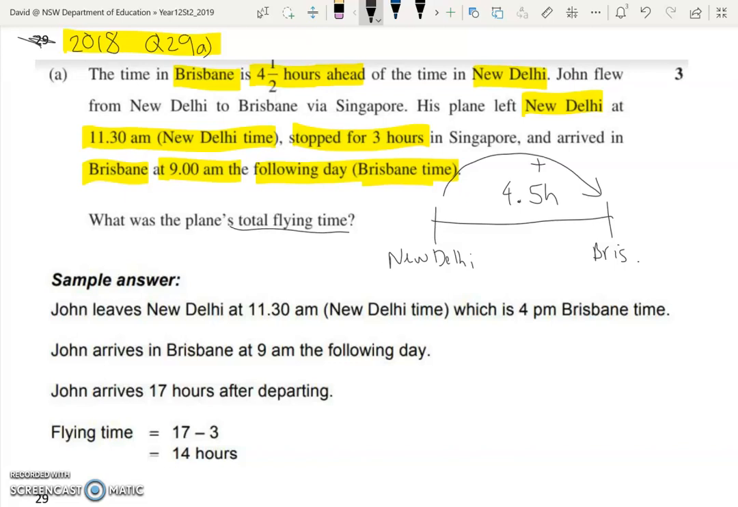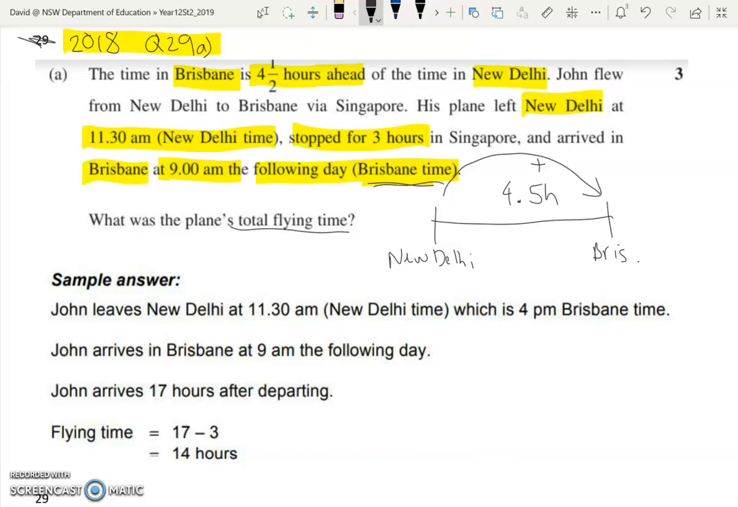First thing, if Brisbane is 4.5 hours ahead, to get from New Delhi time to Brisbane time, we plus 4.5 hours because Brisbane is ahead. Ahead means we're plussing 4.5 hours. That's important because one of these numbers is Brisbane time, the other is New Delhi time, and we need to make them both the same time. I'd probably make them both Brisbane time, because the final answer is in Brisbane time, so why not? It doesn't matter, you can choose which one you do, but I'm going to do Brisbane time.